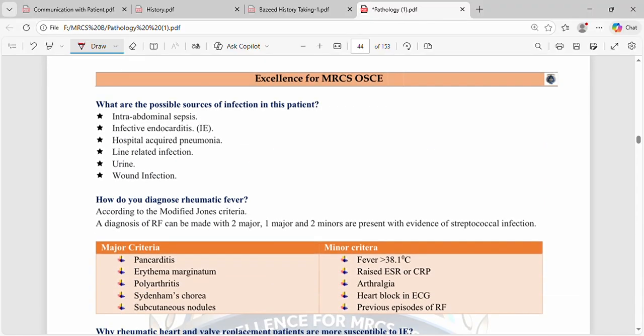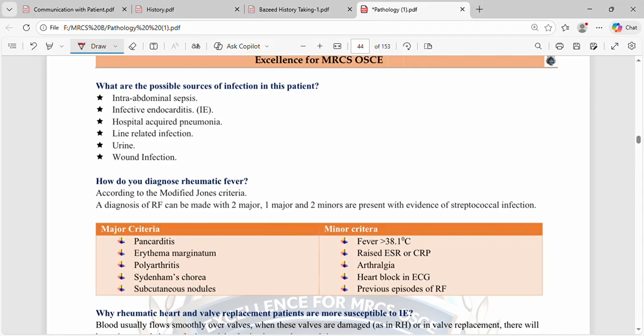What are the possible sources of infection in this patient? Since he has undergone abdominal surgery, there can be intra-abdominal sepsis, there can be wound infection, there can be hospital acquired pneumonia, there can be UTI, there can be line infection because he will have IV lines for medications and fluids. There may be infective endocarditis.